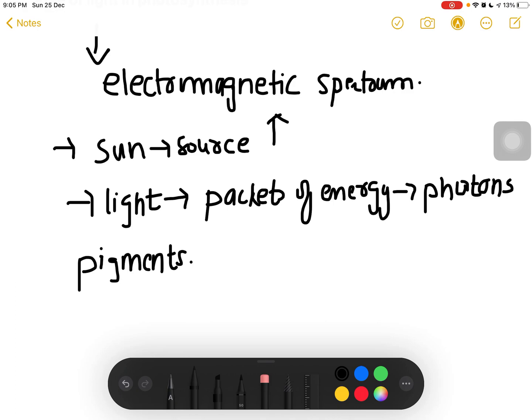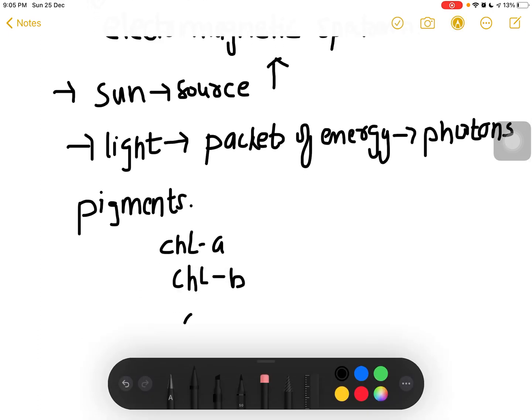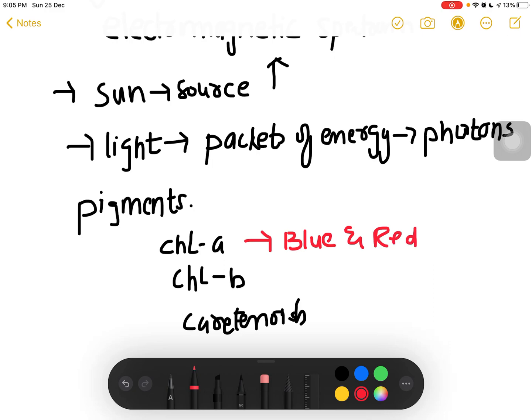So we have some pigments: chlorophyll A, chlorophyll B, carotenoids, xanthophyll, right? Basically, chlorophyll A absorbs blue and red light. The same for chlorophyll B too; it also absorbs blue and red light. Talking about carotenoid, it absorbs violet and blue light.